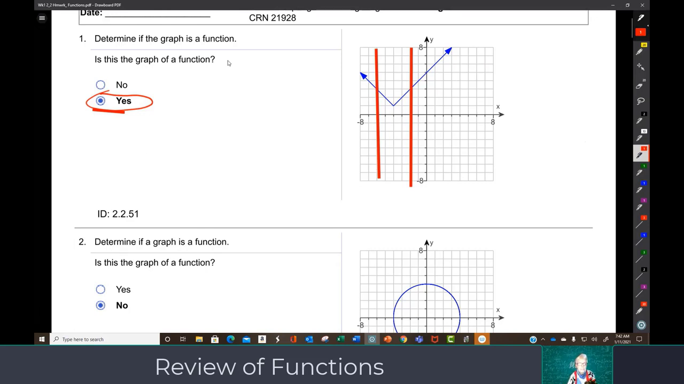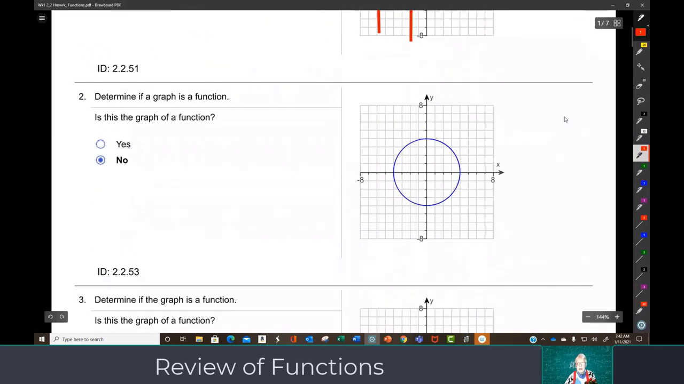That is called the vertical line test. And what we're testing for, let me write it first. What we're testing for is whether or not a graph is a function. So this graph passed the vertical line test. On the other hand, this graph will not, and I'll explain why.